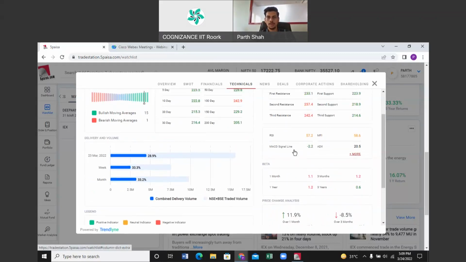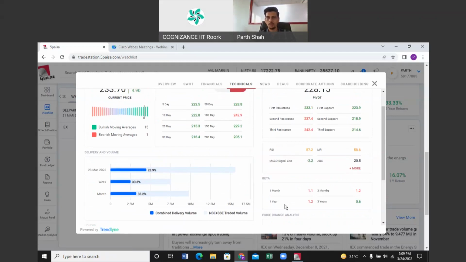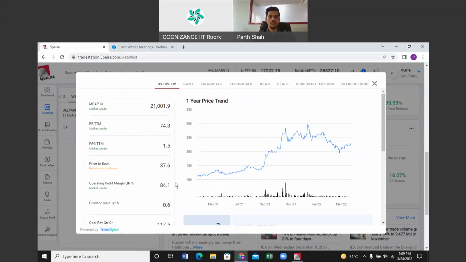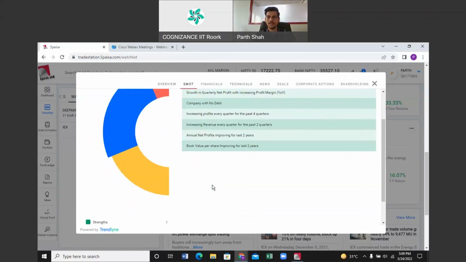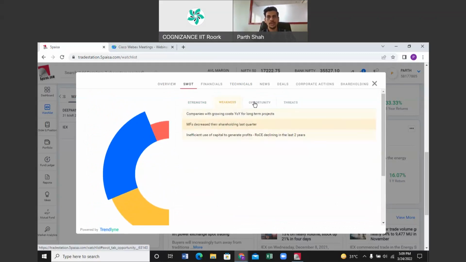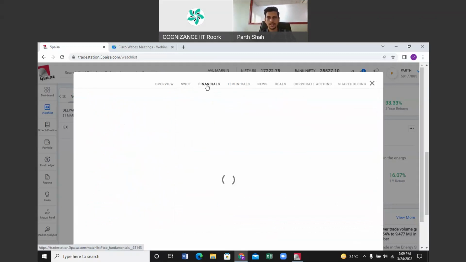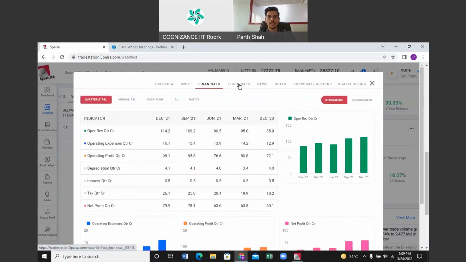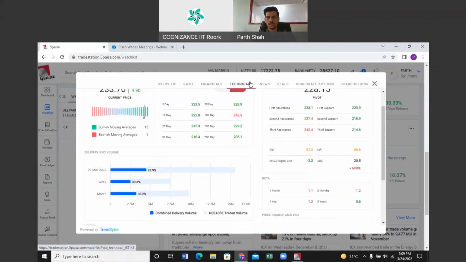Then you have the beta of the stock, 1 month, 3 month. Similarly, you can see the overview and the 1 year price trend of the stock. You can see the SWOT analysis for the stock, for the fundamental analysis. Then you can see the financials for the stock. Then you can have the technicals for the stock and so on.